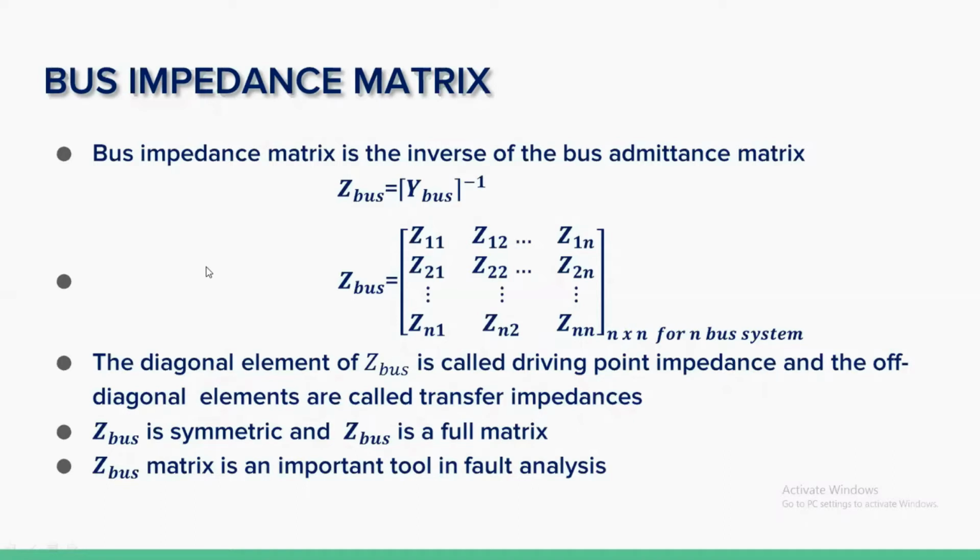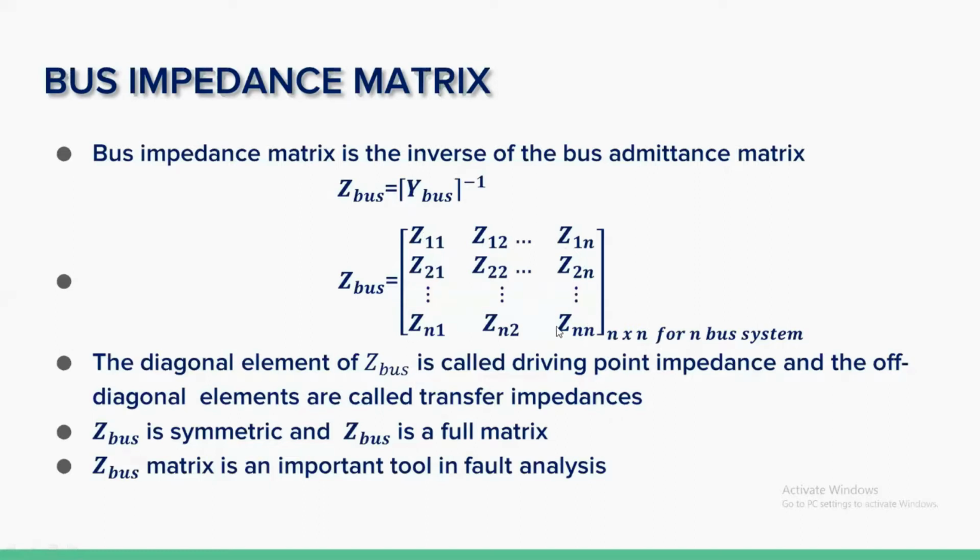What is the bus impedance matrix? It's a symmetric full matrix which is obtained by inverting the Y bus matrix or directly formed from the power system network. Here the bus impedance matrix is the inverse of the bus admittance matrix. First of all, calculate the bus admittance matrix, then just take the inverse, and you get the bus impedance matrix. The bus impedance matrix is in the form Z11, Z12, etc., Z1n, like this, an n cross n matrix.